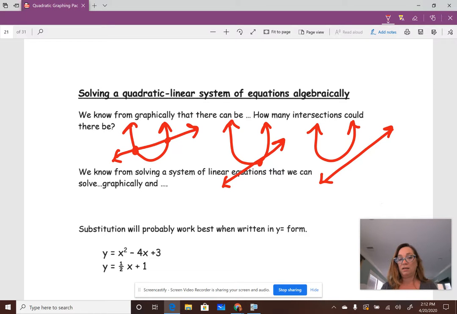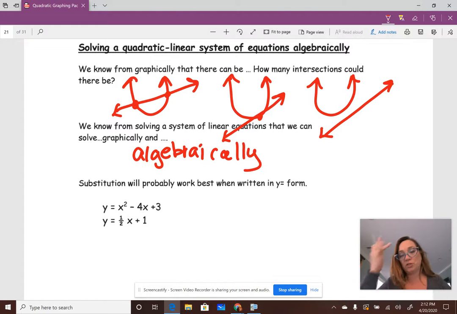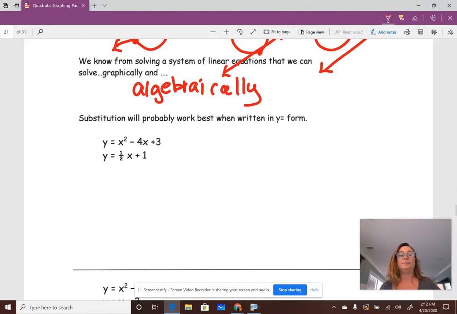Okay, so we can solve graphically and we can solve algebraically, and today we're going to do algebraically. And then we're going to do graphically probably next week. All right. So I use substitution. Basically what I do is I put them both in y equals form and then set them equal to each other so that I'm substituting for y.